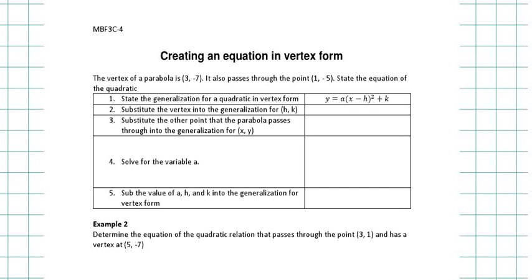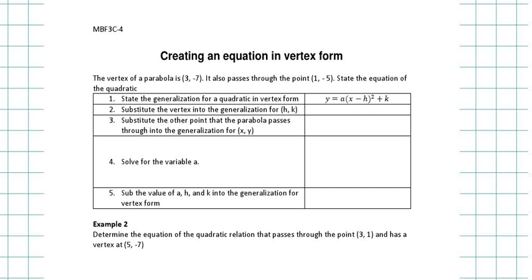So the first question is giving you the vertex. The vertex of the parabola is (3, -7), and it also passes through the point (1, -5). State the equation of the quadratic. Always, they must give you a vertex and a point. Otherwise, you won't be able to do this question. Okay? And remember, we want it in vertex form, so we have to use the vertex form. You have to remember the vertex form: y equals a(x minus h) squared plus k.